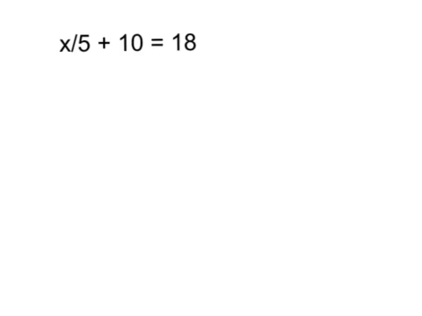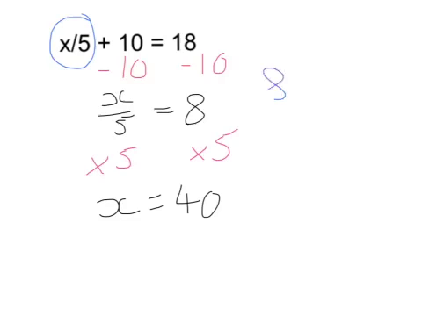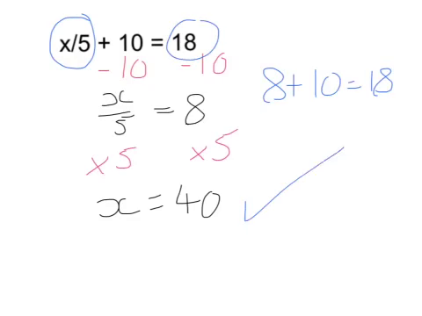Another example like this, I'd get rid of my plus 10 first by taking 10 away from both sides. This leaves me with x divided by 5 equals 18, take away 10 is 8. I now need to get rid of my divide by 5 by multiplying both sides by 5, leaving me x equals 40. Let's try it. 40 divided by 5 would give me 8, plus 10 equals 18, which is what I've got.